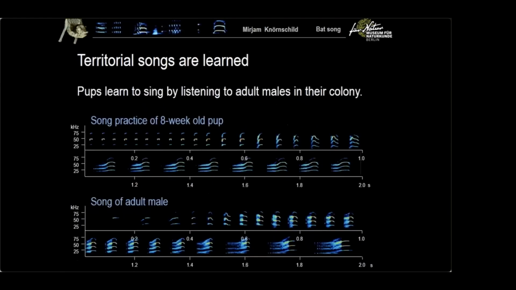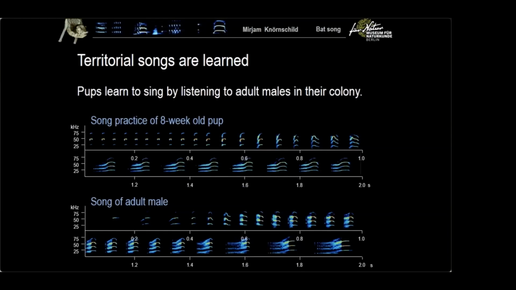We also know that these territorial songs are learned, which makes them really interesting for us to study. We know that pups learn to sing by listening to adult males in their colony. As I said earlier, it's a neotropical species, so the social groups stay together throughout the whole year, and that also means that pups, in contrast to a lot of temperate zone species, grow up with actually adult males around. So since these bats sing every day, the pups are exposed to male song at dawn and dusk throughout their ontogeny, and they learn to sing themselves by copying these adult males.